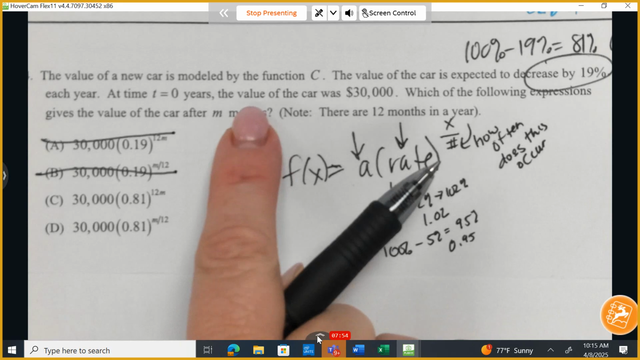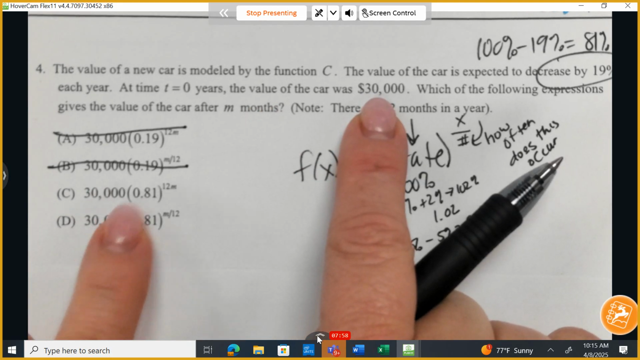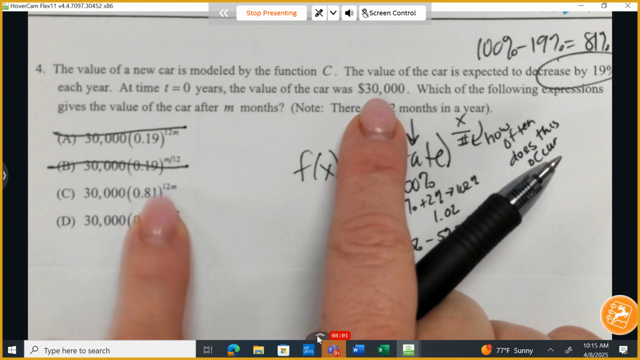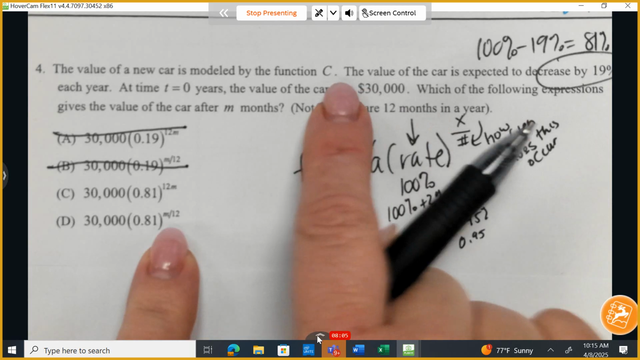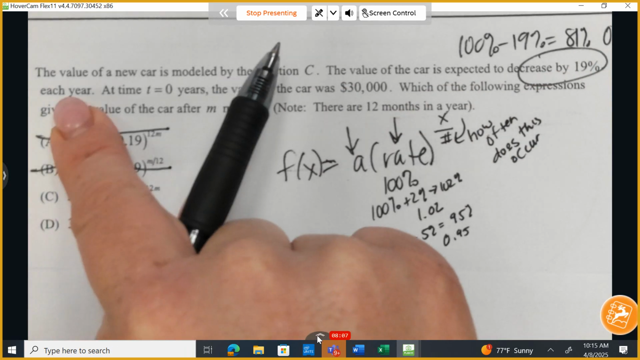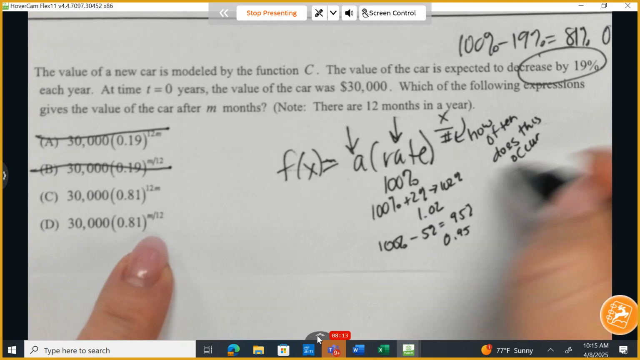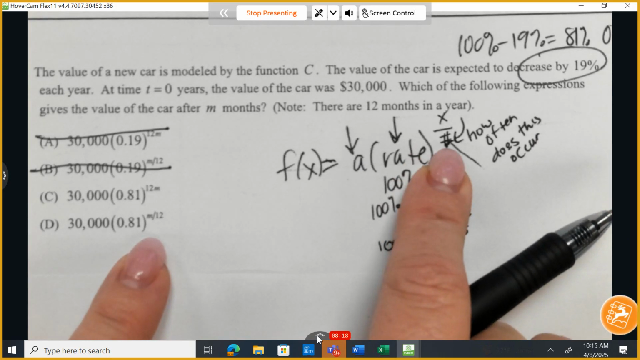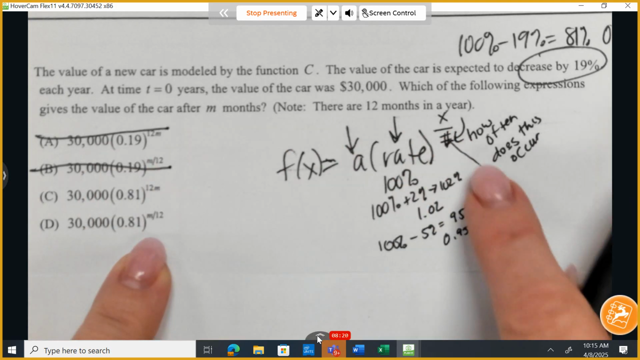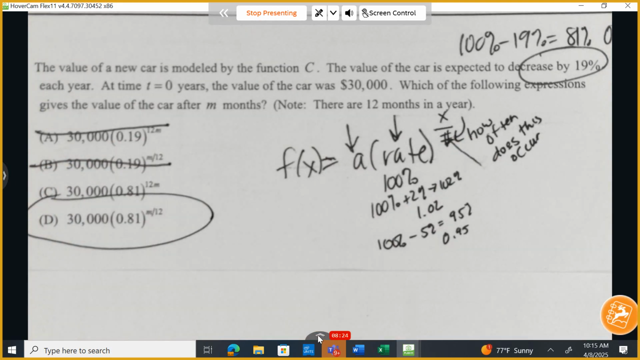It tells me that the initial value of the car is 30,000. Okay, I've got that down. Now, where they make the difference between option C and D is how often does this occur? It decreases each year, and years are going to be written as months. We know there's 12 months in each year. So how often does it occur? It decreases 19% per year. Again, it tells us to do it in terms of months. So on the bottom has to be a 12, and that's why the correct answer is D.